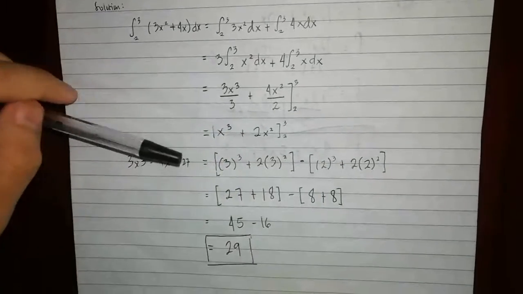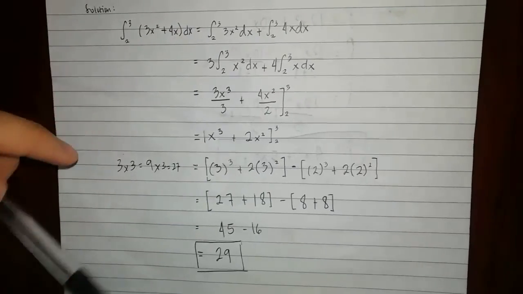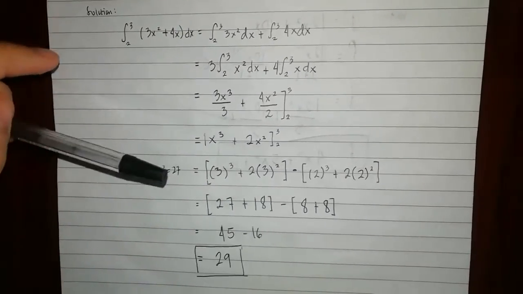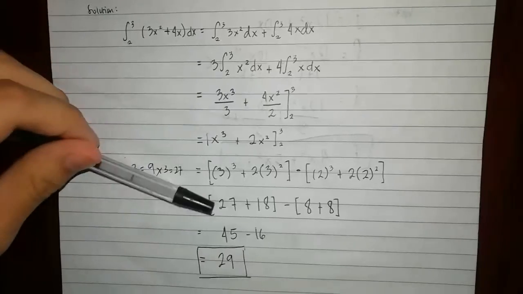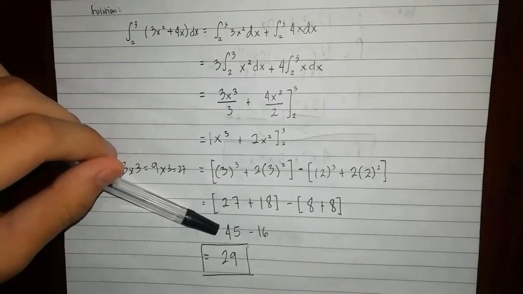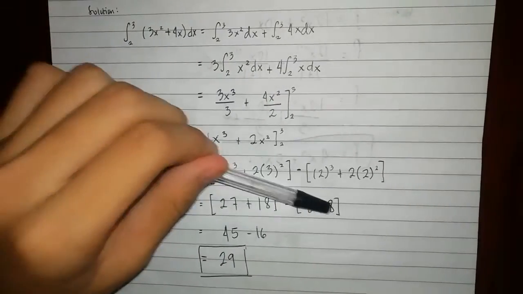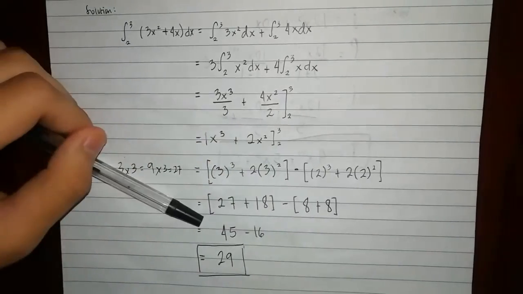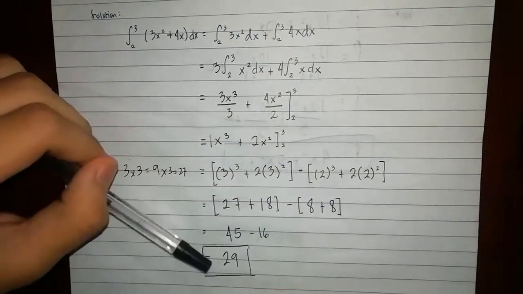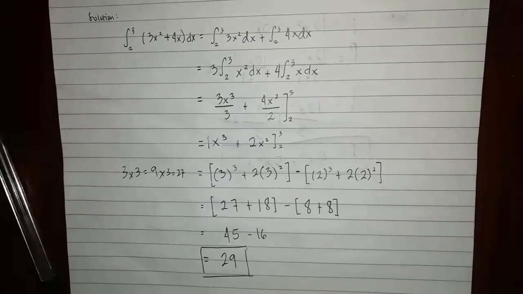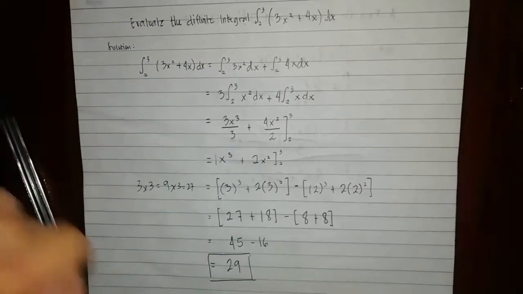So the next thing is we're going to add and subtract all of it. So 27 plus 18 is equal to 45, and then minus 8 plus 8 is equal to 16, and then 45 minus 16 is equal to 29. So that's the result of our definite integral.